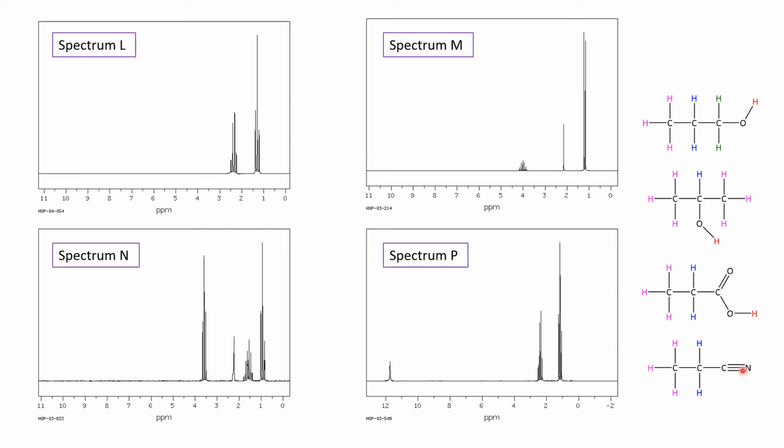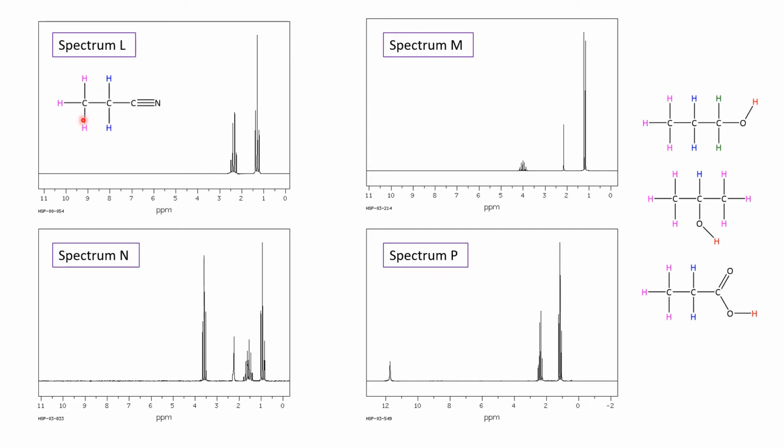So the first thing I would then do is say, look, we've got a spectrum that has 2 signals and we've got a molecule from which I expect there to be 2 signals. So let's immediately say that L is the nitrile. Now let's see where those peaks come from. 2 sets of peaks. You have a big triplet and a smaller quartet there.